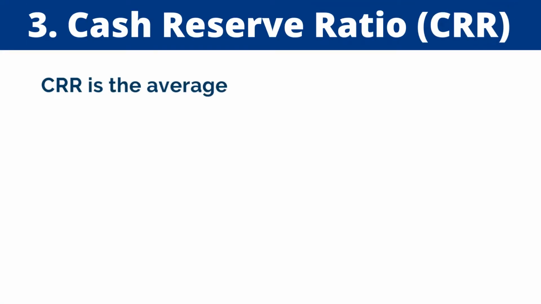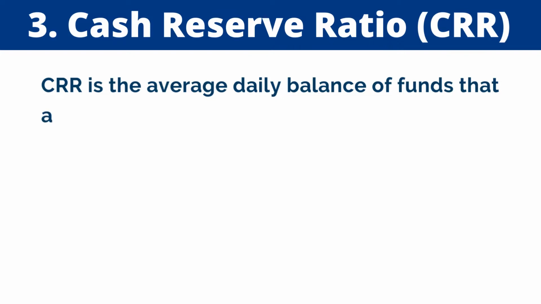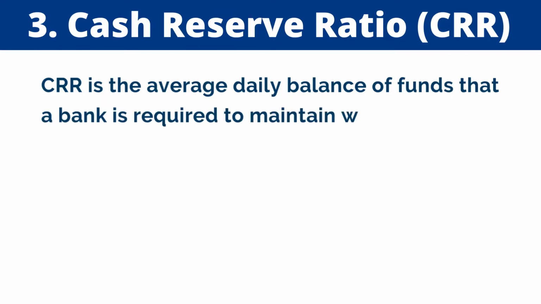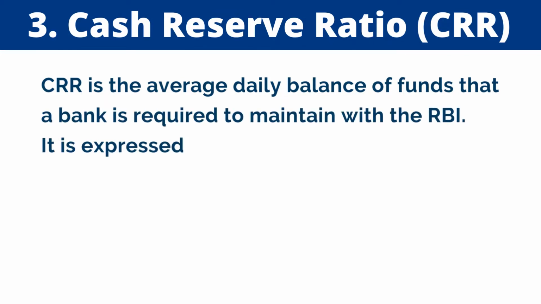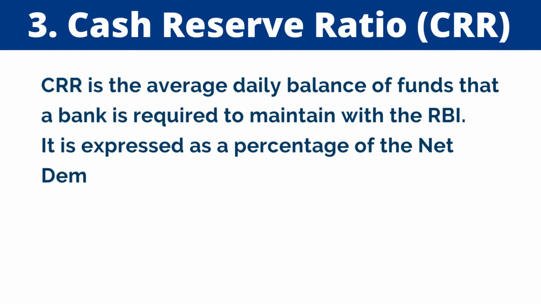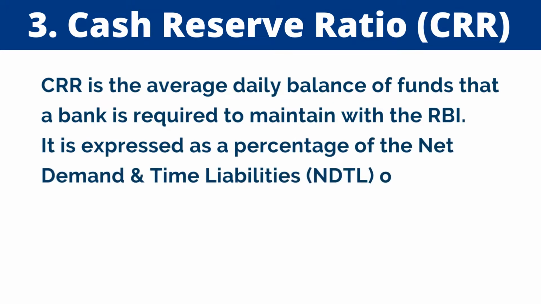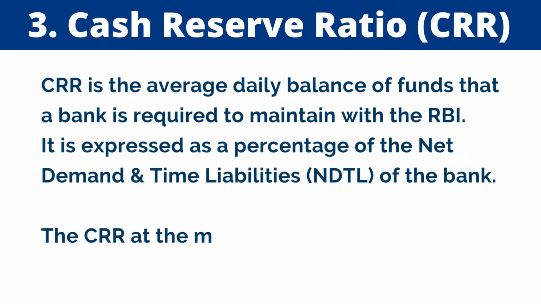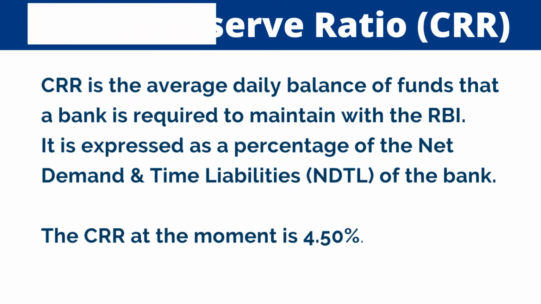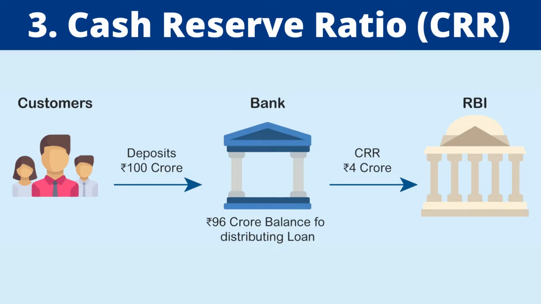Number 3. Cash reserve ratio. CRR is the average daily balance of funds that a bank is required to maintain with the RBI. It is expressed as a percentage of the net demand and time liabilities of the bank. The CRR at the moment is 4.50%.